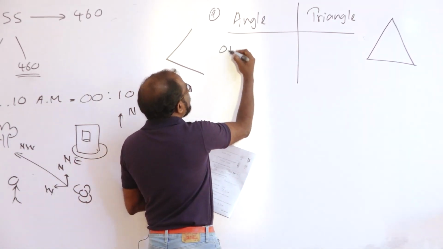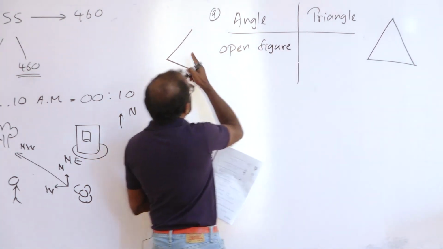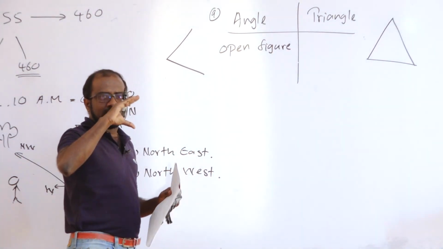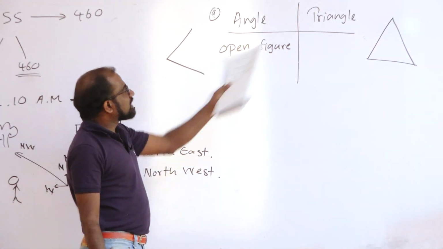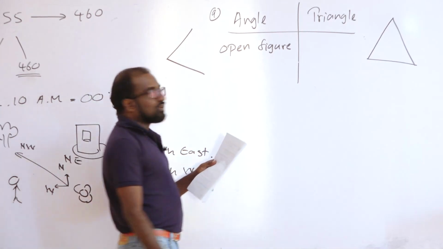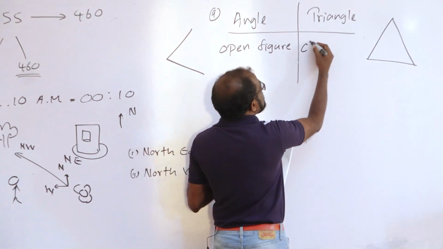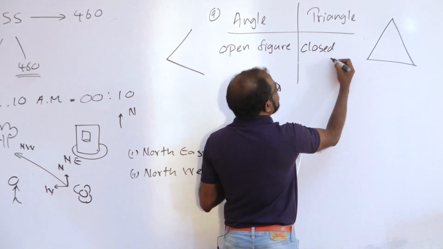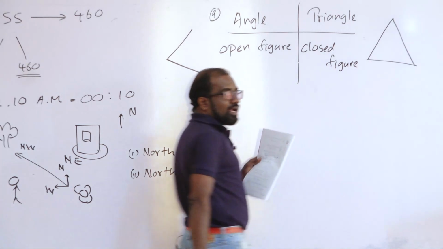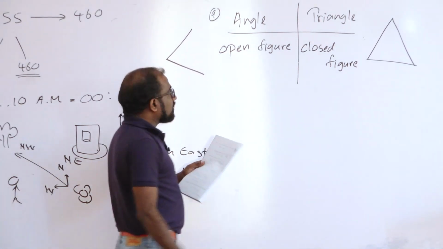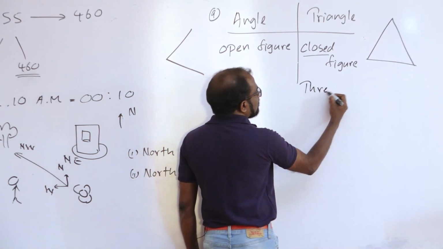Now, I have given you one point. Angle, open figure. Angle is open. You can go inside. Triangle, I have kept blank. Only one blank I have kept. This is open, this is closed. So the triangle is a closed figure. The next one, 3 vertices.